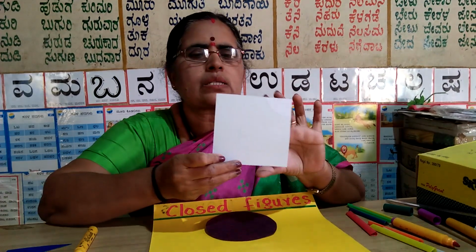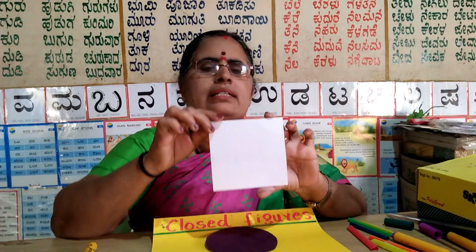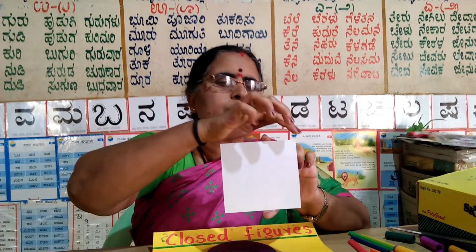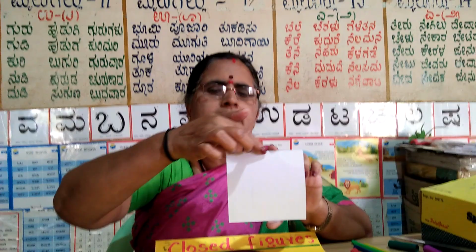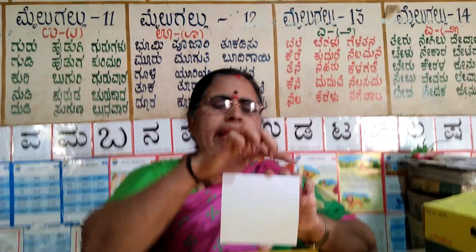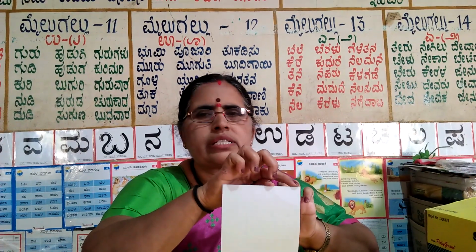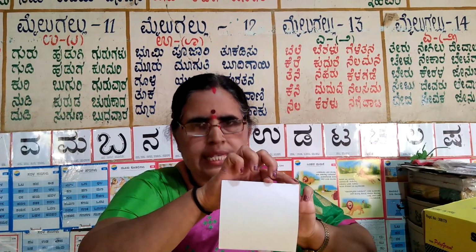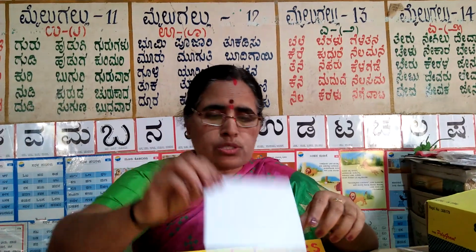Square. In a square, we have 4 lines equal in measurement. So, we start at one point and go on and come back and end at the same point. The starting and the ending point are the same. So, this is called a closed figure.